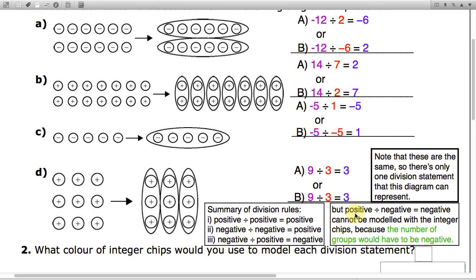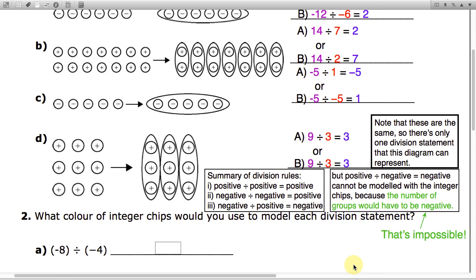And that's trying to do a positive divided by a negative. So you notice there are no examples of that here. The reason is that a positive divided by a negative is actually a negative, but it can't be modeled with these integer chips. And that's because of the fact that the number of groups would have to be negative, and that is impossible. You can't have a negative number of groups.